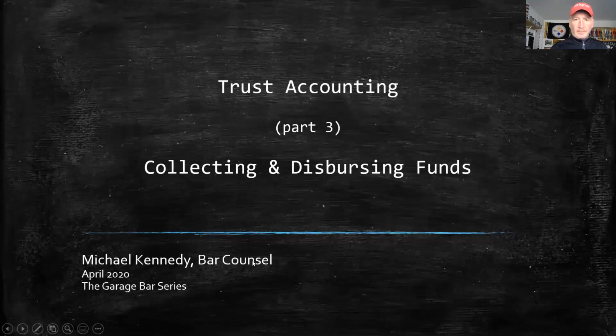Sorry, there we go. So there's the title, Trust Accounting Part 3, Collecting and Dispersing Funds.